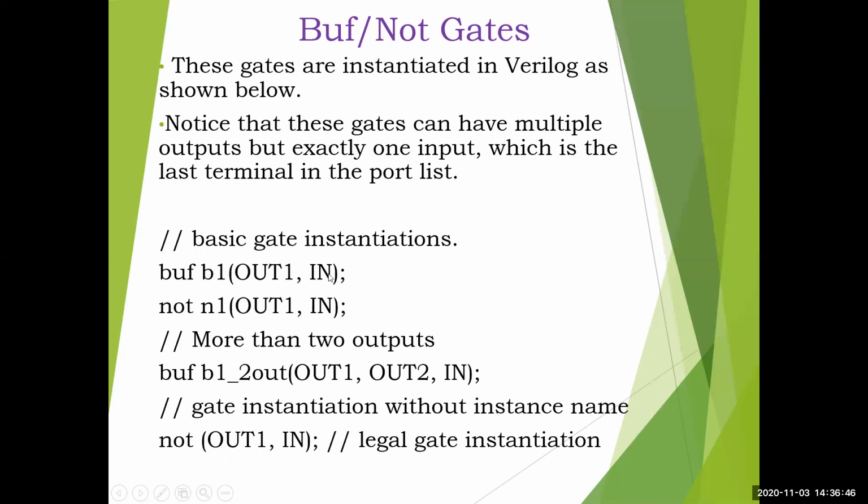The pattern is the same, but there is only one input, and that will be written at the end. That is how the compiler will understand. For the NOT gate, the instance name is n1, with one output out1 and one input in. This is how we use the buff and NOT gates. In case it has more than two outputs, that means you want to drive the NOT gate output to more than two signals.